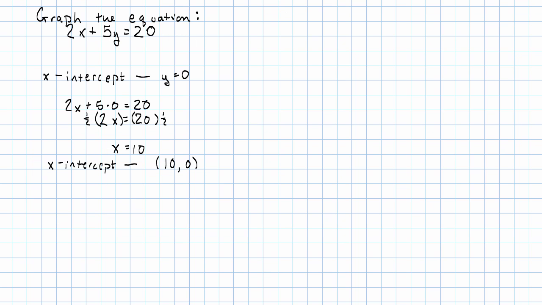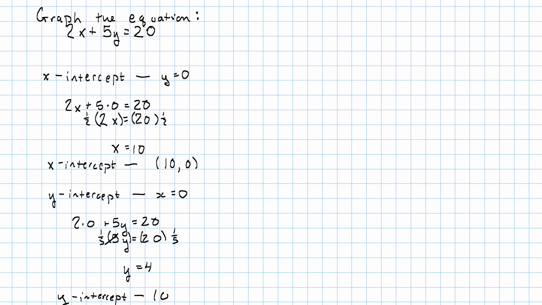On the other hand, at the y-intercept, we have x equals 0. Plugging that in, we'll get 2 times 0 plus 5y equals 20. 2 times 0 is just 0, so we're left with 5y equals 20. Multiply both sides by a fifth, and we're left with y equals 4. So our y-intercept will be the point x equals 0, y equals 4.